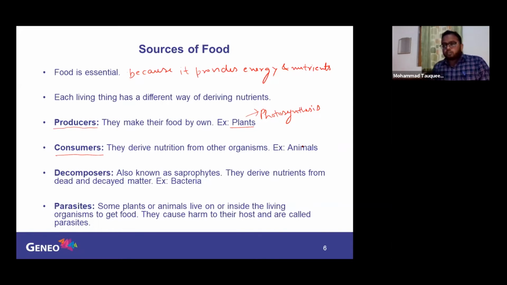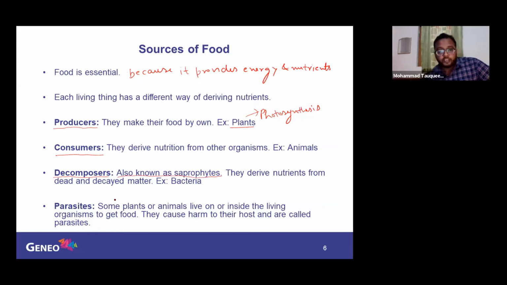Consumers are those organisms which depend on other organisms for food. We are human beings, animals mostly, and most of the animals are consumers. Now decomposers. Decomposers are also known as saprophytes. So you have to remember this thing, that decomposers are also known as saprophytes.